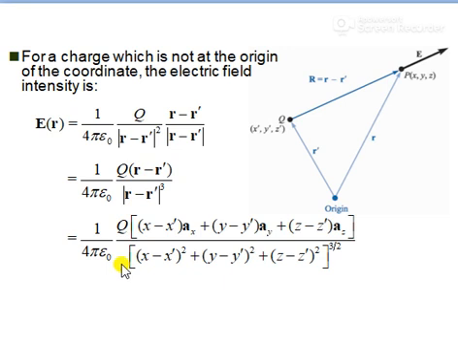Now, 1 by 4 pi epsilon naught Q into bracket x minus x dash ax plus y minus y dash ay plus z minus z dash az, divided by x minus x dash square plus y minus y dash square plus z minus z dash square raised to 3 by 2. So this is for a charge which is not at the origin of coordinates.